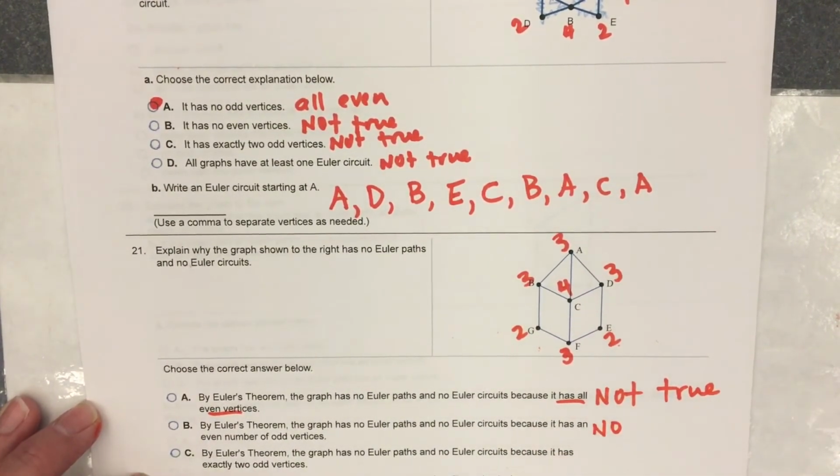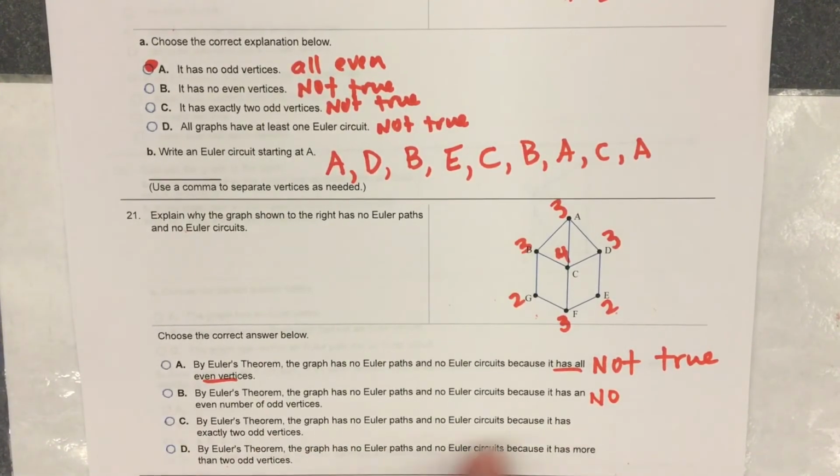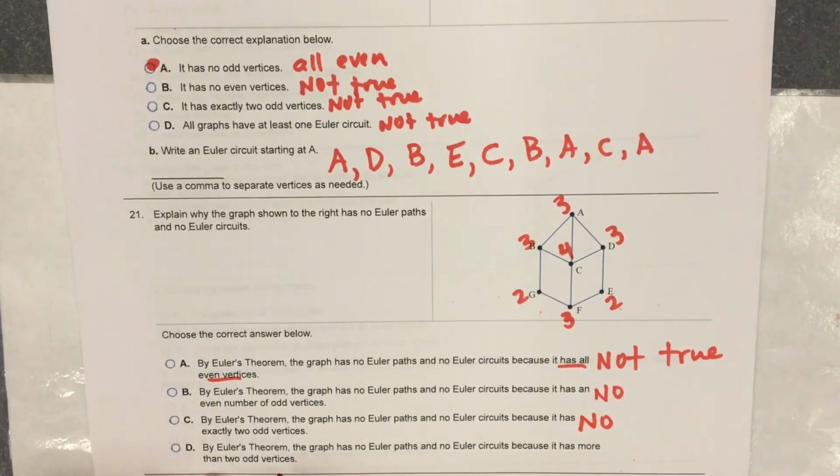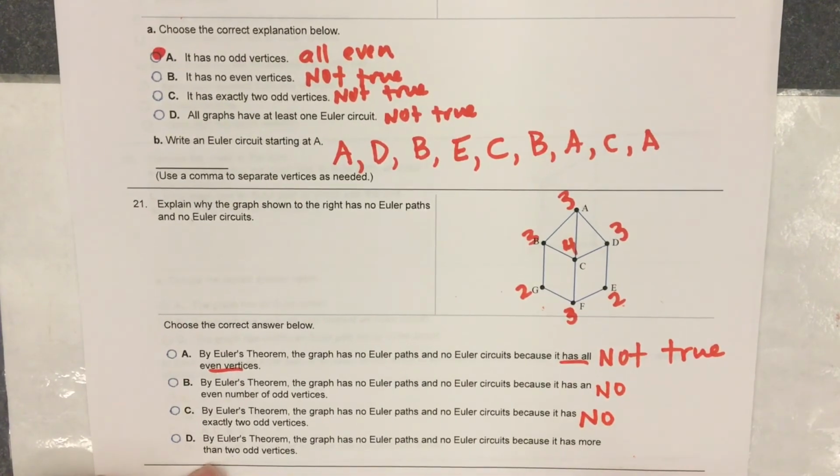I'll just put no. By Euler's theorem, the graph has no Euler paths and no Euler circuits because it has exactly 2 odd vertices. That's not true. If it had exactly 2, it would have an Euler path. Must be the last one. By Euler's theorem, the graph has no Euler paths and no Euler circuits because it has more than 2 odd vertices. Yes.